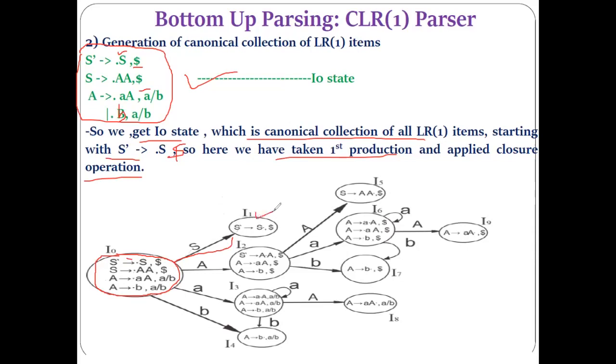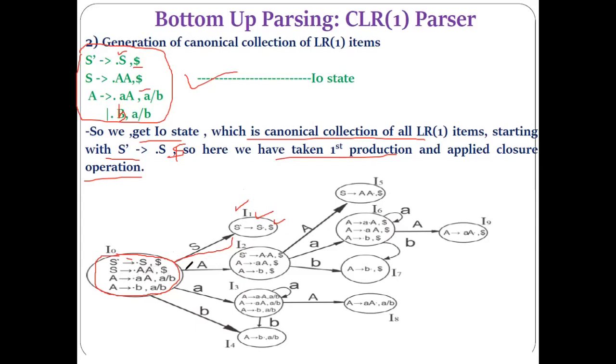So here we'll get the I1 as a final item. Okay. S dash derives S dot. And you have to carry this lookahead as it is. So this is our first final item. But this is the final item we have got because of the augmented grammar. And this will help us to announce the acceptance of a particular string. Okay. Second step is S dash derives dot A with dollar.